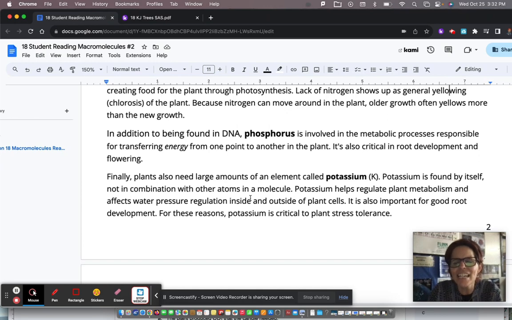Do plants need energy? Sure, they do. They just don't use as much energy as we do, but they need energy to grow and to do the things that plants do, like make flowers and that kind of thing. Okay, and it's also critical in root development and flowering. So, no DNA, low energy, and poor roots and flowers.